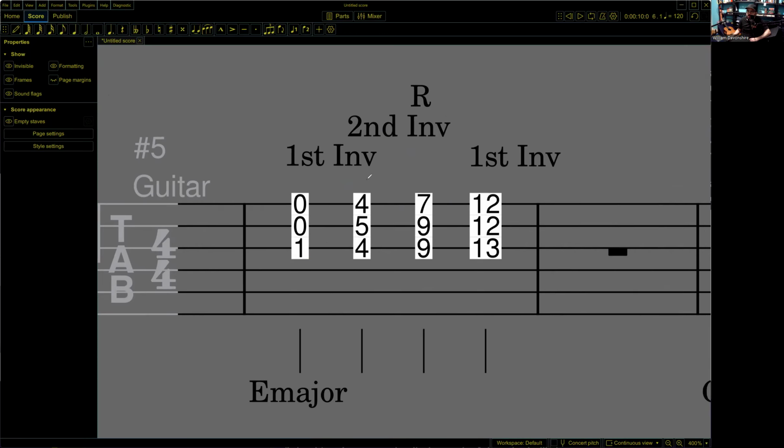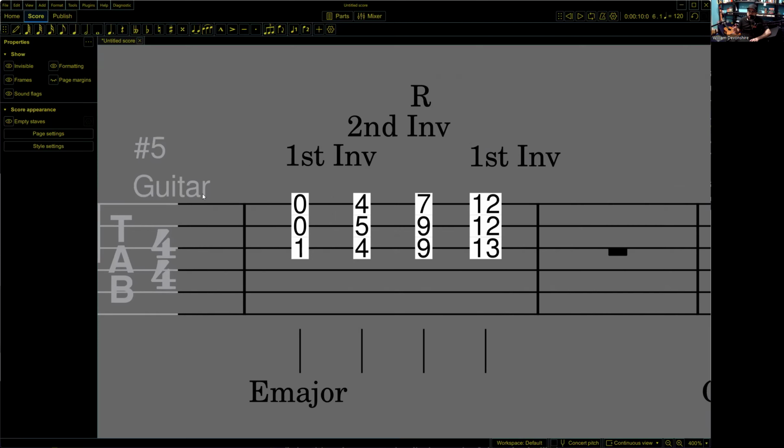So first inversion, then second inversion of E major, which would be this one here. First inversion, second inversion. And then we've got root position. I know it's kind of crammed together there. And then we're back to first inversion. So this is if we start on first inversion. And so you can practice that one as well, E major.